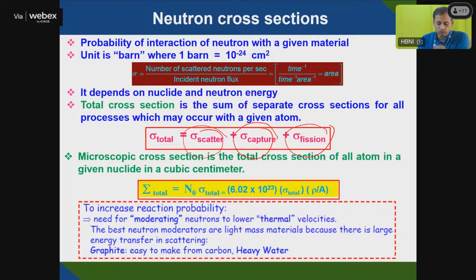If you take the macroscopic scale, the Avogadro number of atoms, N0, the total is N0 into sigma total. So to increase the reaction probability, you need moderator neutrons to lower the thermal velocity. Once you have slow neutrons, your interaction will be high, and you will be able to get this higher cross section. Mostly graphite and heavy water are used as neutron moderators.